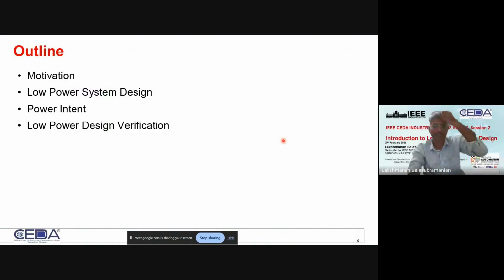The outline will be, I'll start with a brief motivation of why low power design. Maybe I will give some introduction to the context of IoT as a background, which may not be necessary, but it will just give a motivation on why, linking to the real world problem, and then going to some concepts on low power system design and what's called a power intent, and then the low power design verification. This is not everything about low power design, but this is some of the basic things that one may want to start with with respect to the low power design aspects.